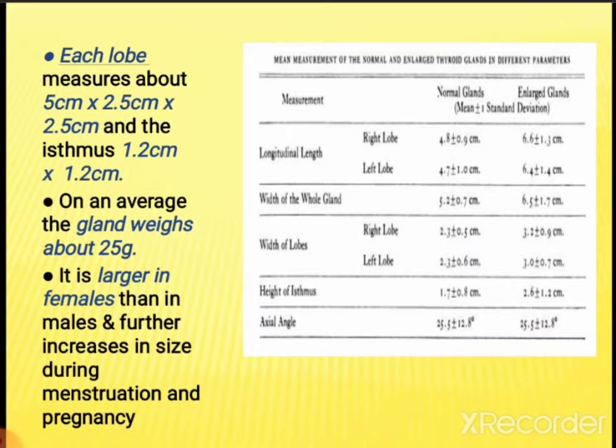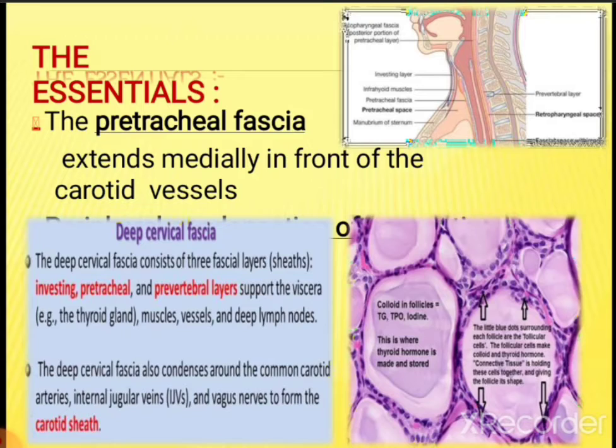Each lobe measures about 5 centimeters in length, 2.5 in breadth and 2.5 in thickness, and the isthmus is 1.2 by 1.2 centimeters in length and breadth. On average, the gland weighs about 25 grams. It is larger in females than males, and it further increases in size during menstruation and pregnancy.